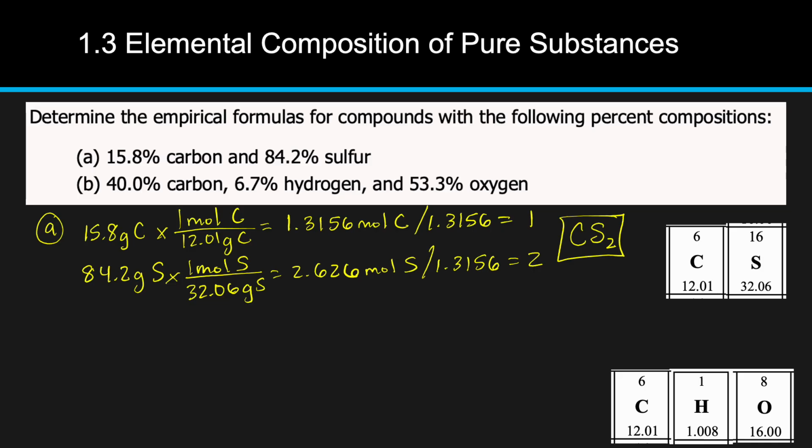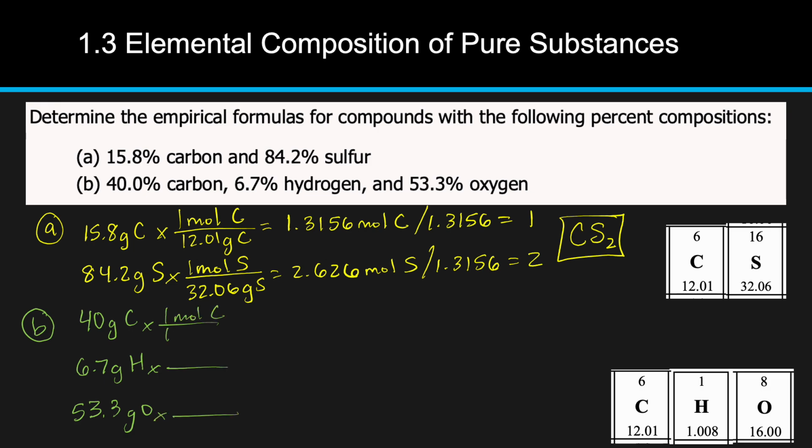And now to do part B. Same thing, it's out of percent, so we know we can convert it right to grams because we're going to assume it's out of 100. So we have 40 grams of carbon, we have 6.7 grams of hydrogen, and we have 53.3 grams of oxygen. So first step is to convert those into moles by dividing by the molar mass.